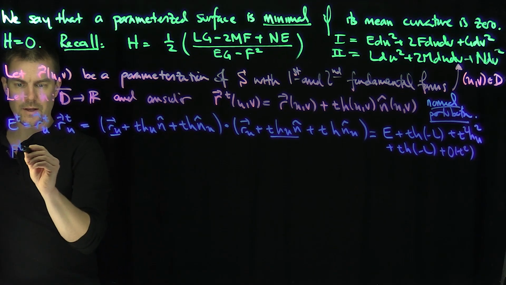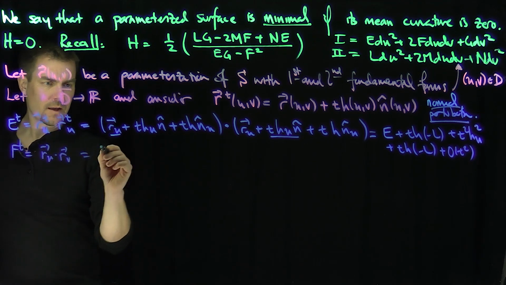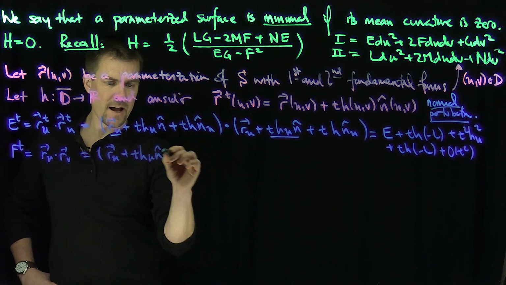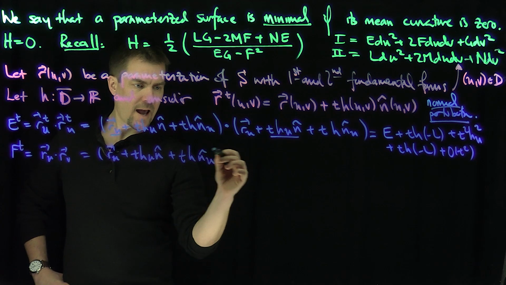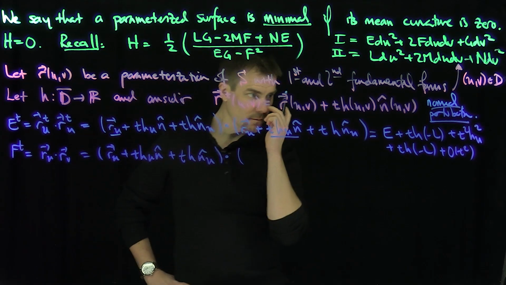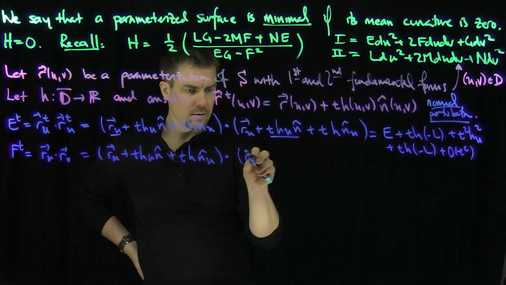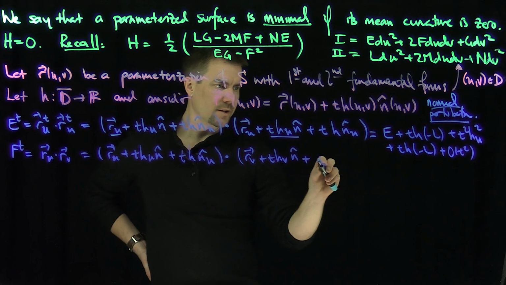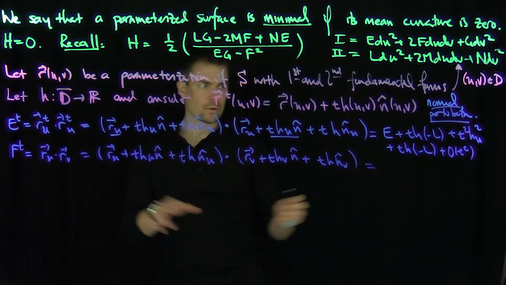That's great. All right, and so now let's do F^t. F^t, of course, is going to be R^t_u dot R^t_v. And it's going to be R_u plus t h_u n hat plus t h n hat_u, dot a total of R_v plus t h_v n hat plus t h n hat_v. Again, what we're going to see is a total of an F over here.